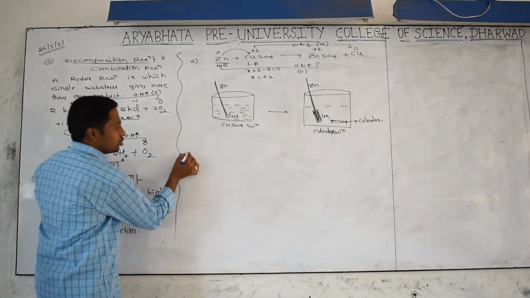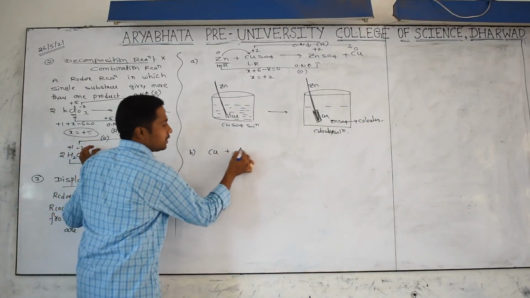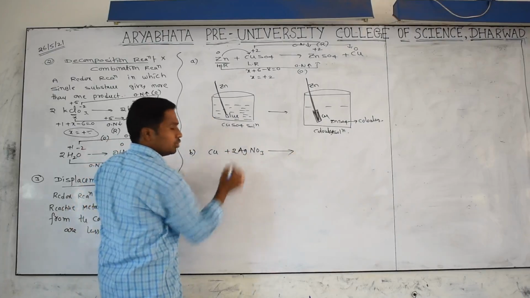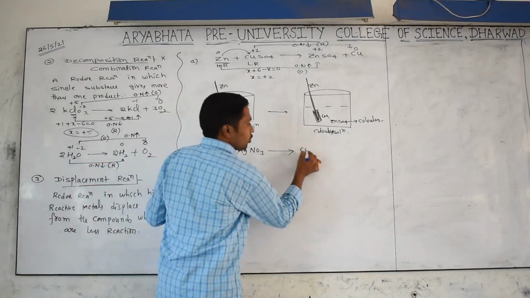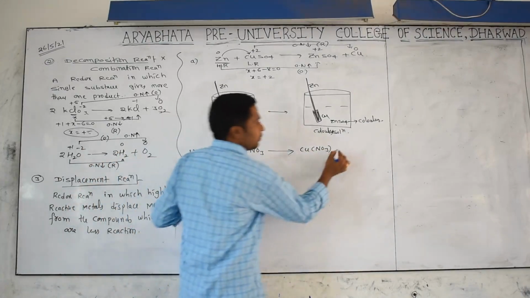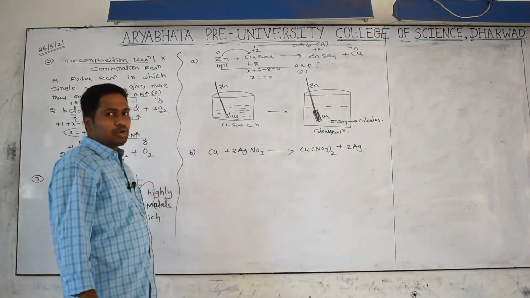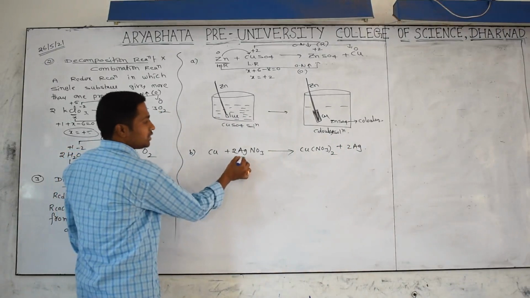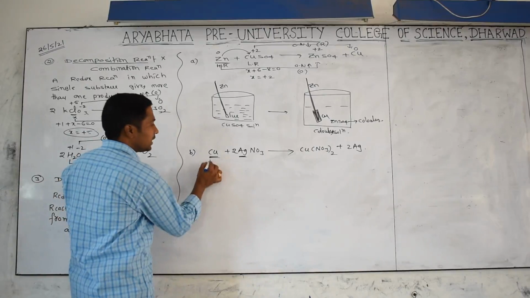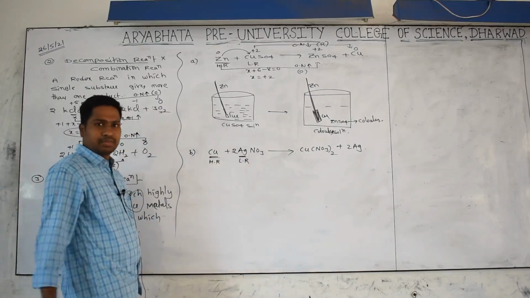Yes. I will tell you one more thing. If you take, for example, copper plus silver nitrate solution, take 2 moles here. Then what are we getting? Copper nitrate, Cu(NO3)2, plus 2Ag. It is also displacement. Did you observe or not? From AgNO3, Ag is replaced by copper, because copper is more reactive than silver, which is less reactive. That's why displacement is possible.